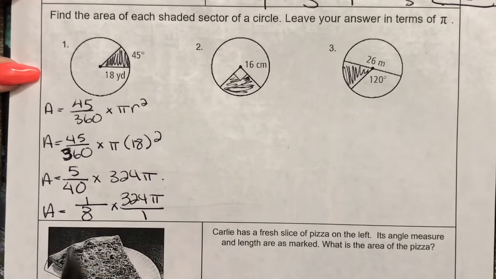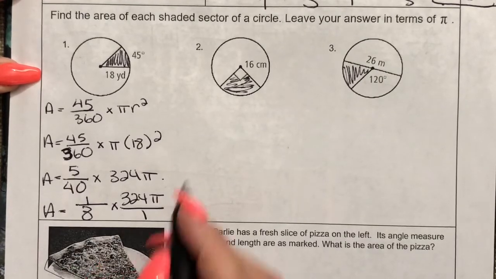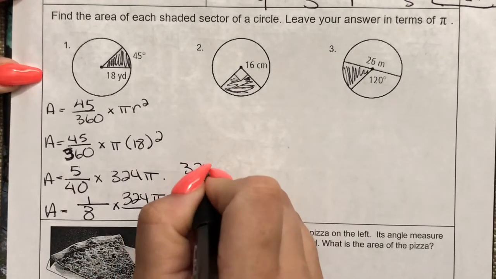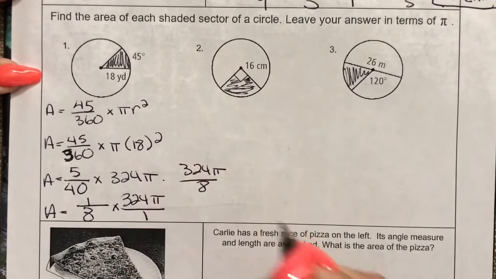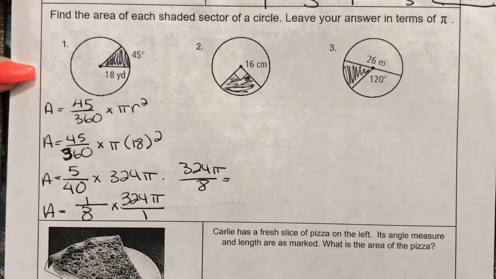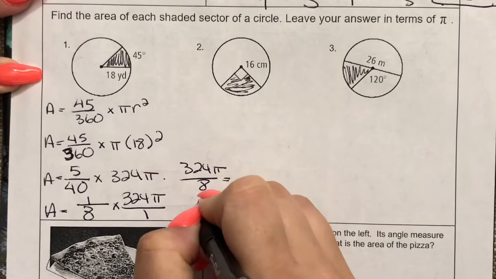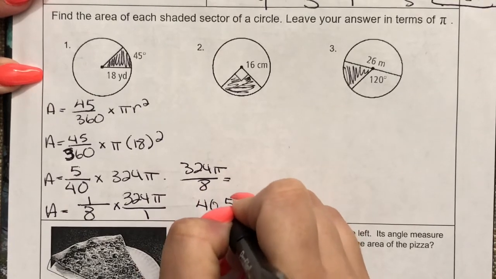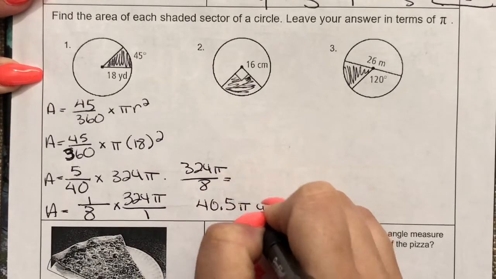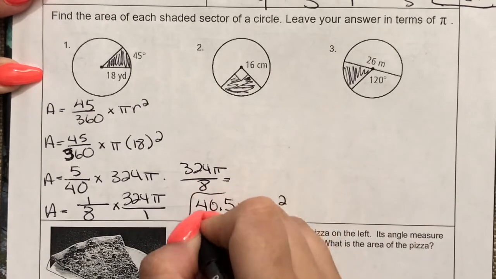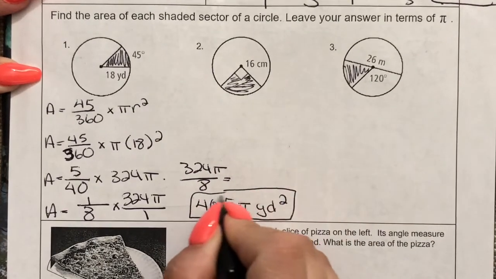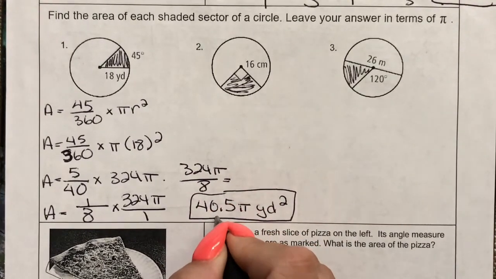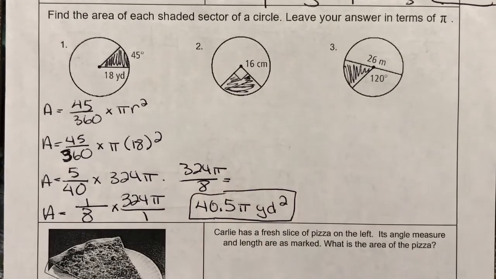Again, to simplify that, put it over 1. This is going to give me 324 pi over 8, which is going to go ahead and simplify down to just 40.5 pi yards squared. Now, I went ahead and put this in a decimal because it terminated at 0.5. If it was a repeating decimal, I wouldn't have done that.